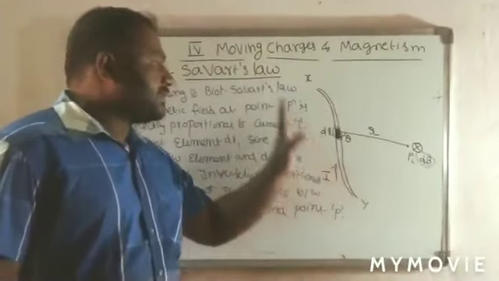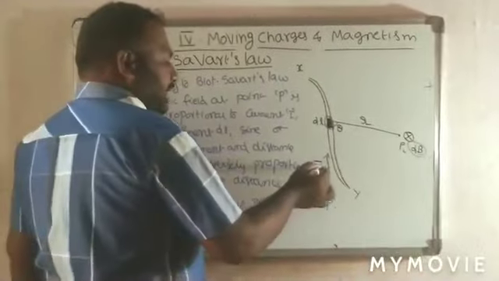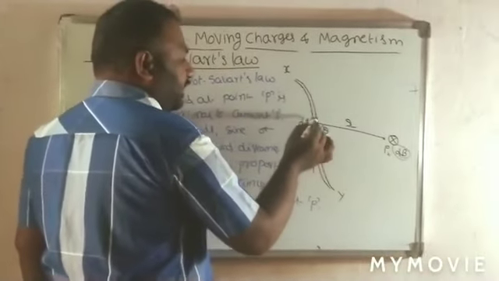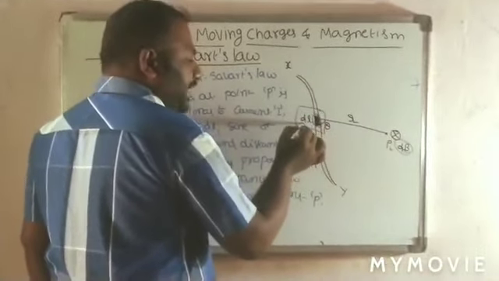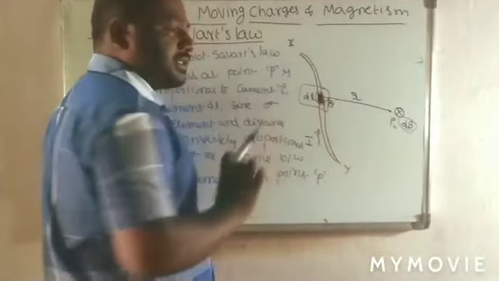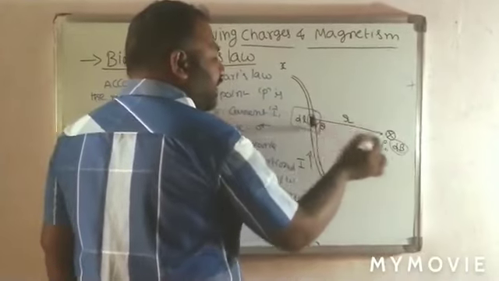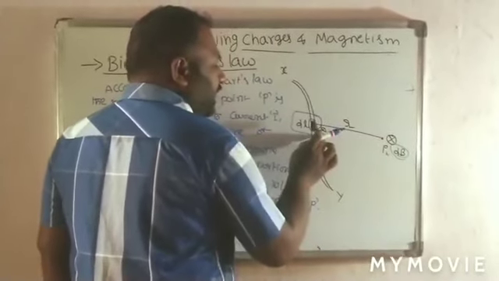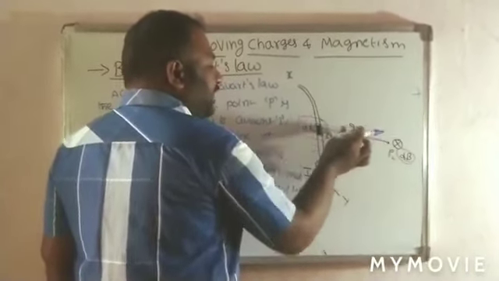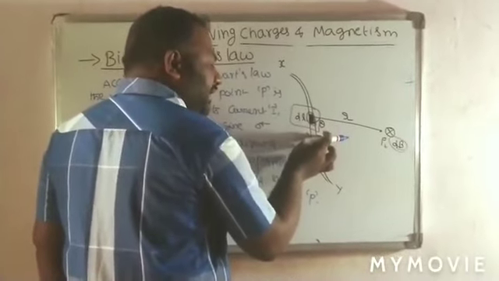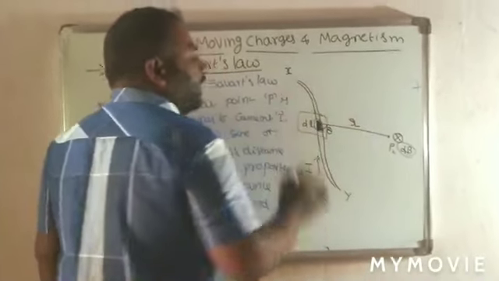Here XY is the current carrying conductor, I is the current flowing through the conductor, dl is the element which we consider as a small portion of the conductor, r is the distance between the current element and point P, and here theta is the angle between the current carrying conductor element and the distance.